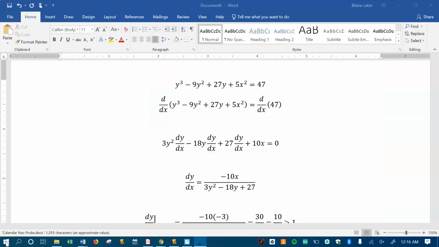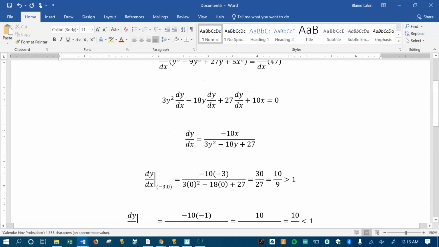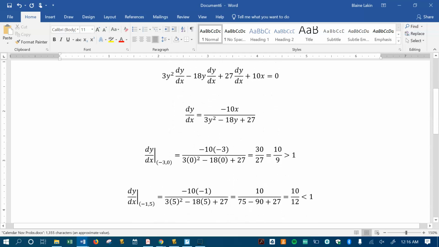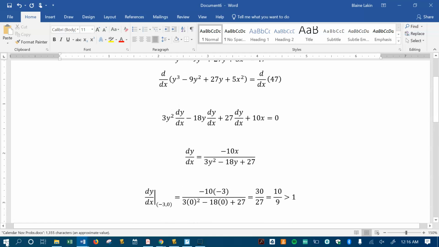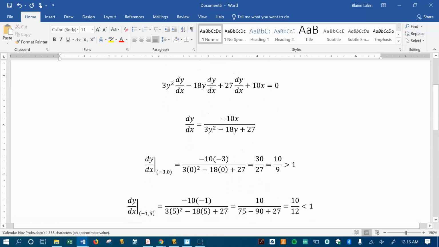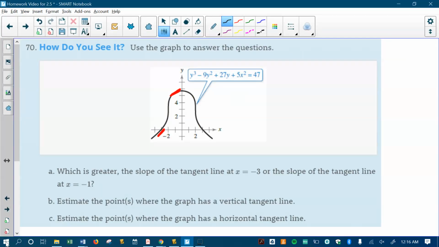Okay, what I did for you guys is I found the derivative with respect to x on both sides of the equation. I solved for dy/dx. And again, feel free to pause at any point if you tried this on your own and you didn't actually get the right answer that way. And then I looked at the graph. So here's the picture of the graph. And I saw that there was a point right here around (-3, 0), which is what it's asking about.